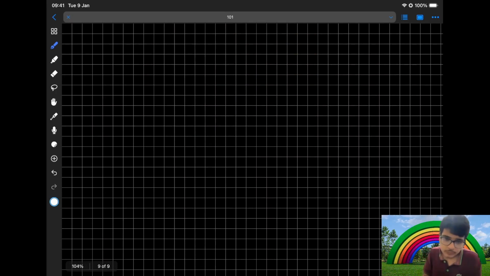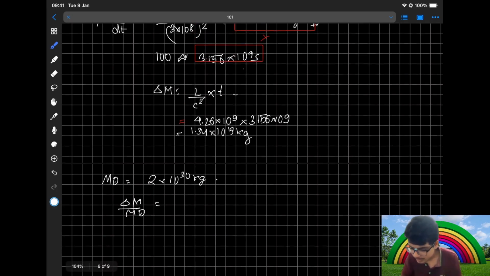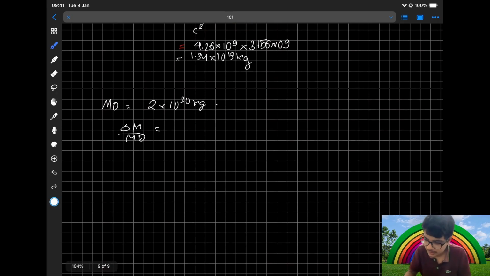Now, to calculate the fractional mass loss, we have the solar mass as 1.99, well, let's consider it 2 times 10 to the power 30 kg. So delta M divided by M naught is approximately delta M divided by the mass of the Sun. Just divide them. We will have 6.74 multiplied by 10 to the power minus 12.